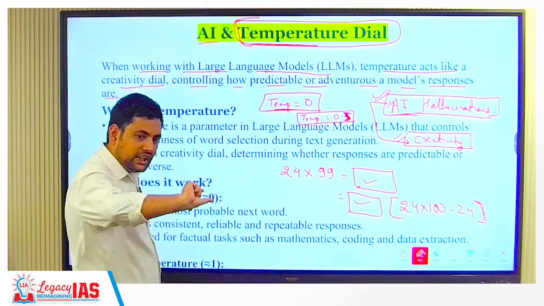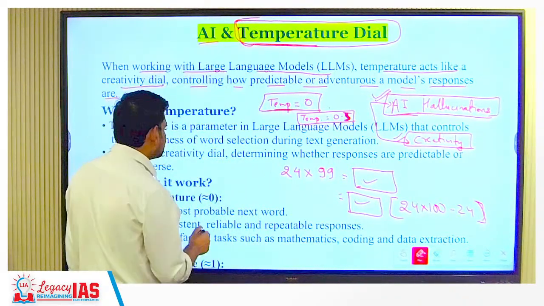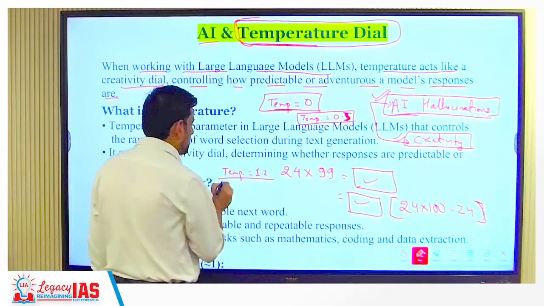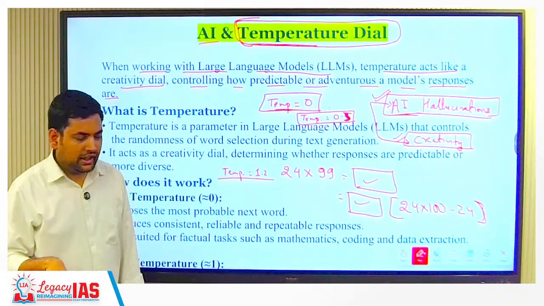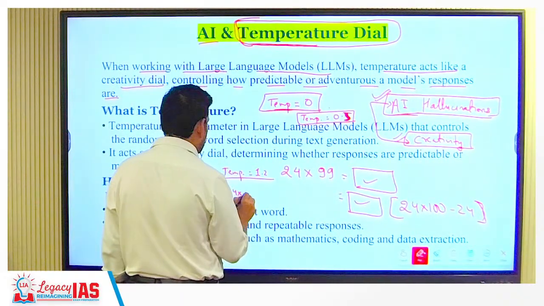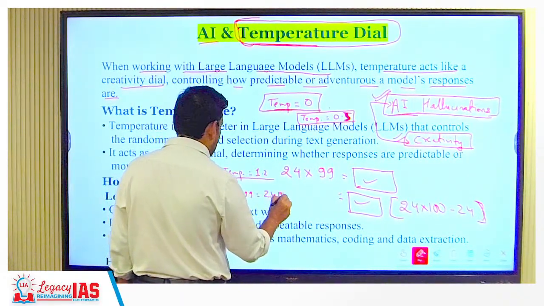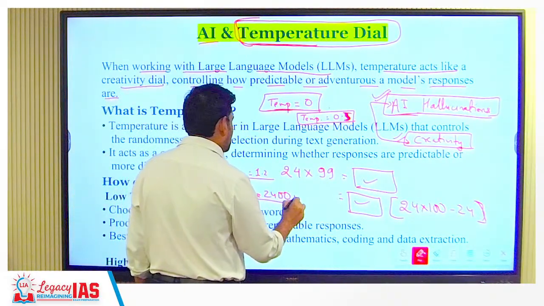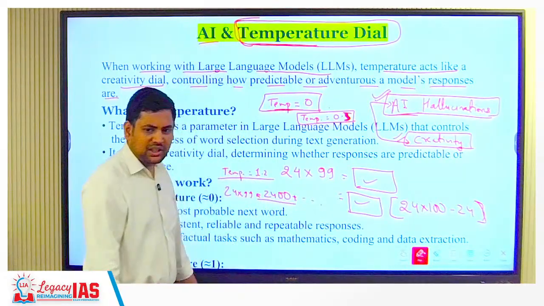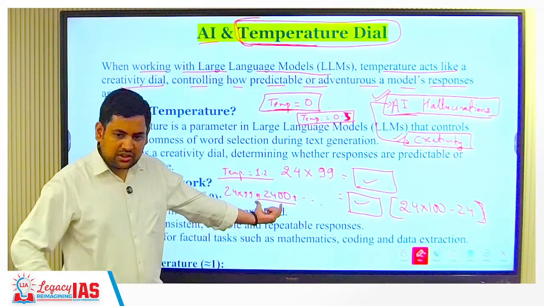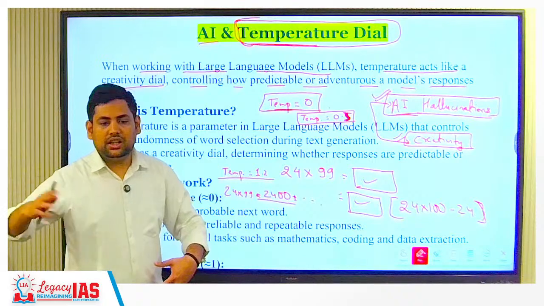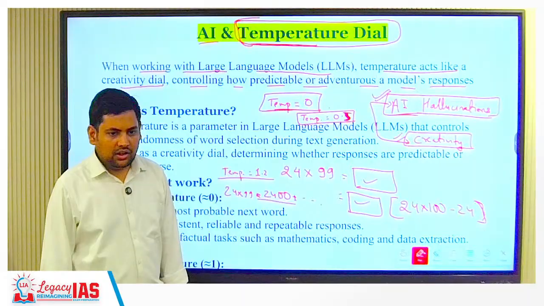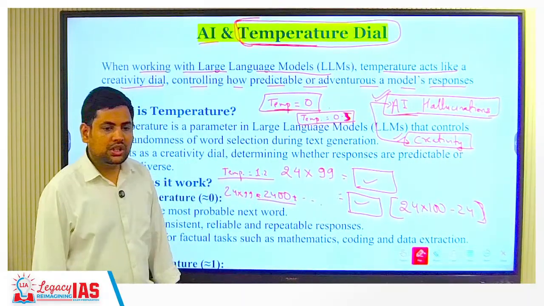Correct? Now, if I increase the temperature to very high, let's say I turn it to like 1.2. Now it is highly creative. Correct? So what it will do, 24 into 99, it will give approximately, this is 2400 and it will give you plus minus something like this. Correct? So basically here it is not being very strict. Here it is being creative. Like 24 into 99 can be thought of as this. Okay, so this is what it does when you increase the temperature.